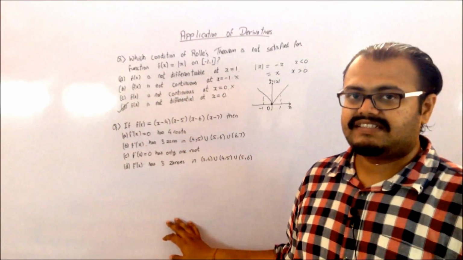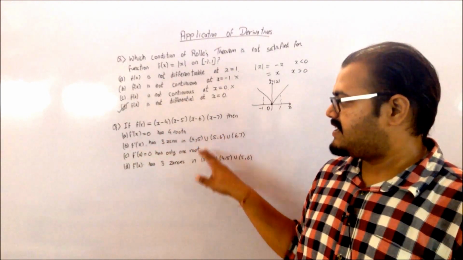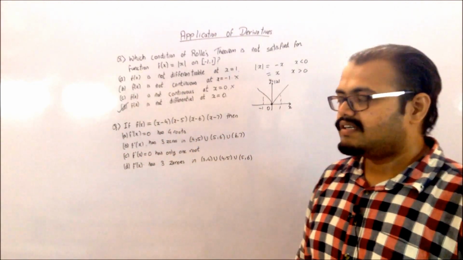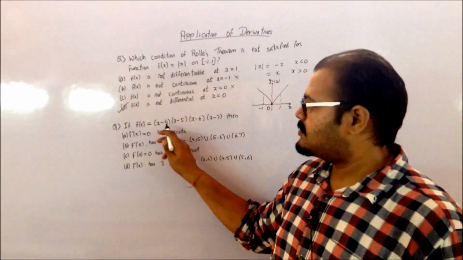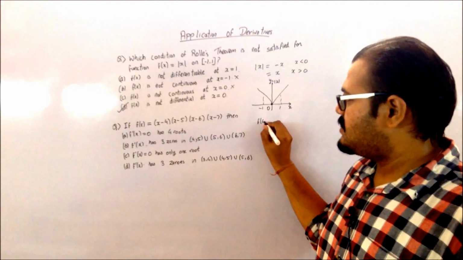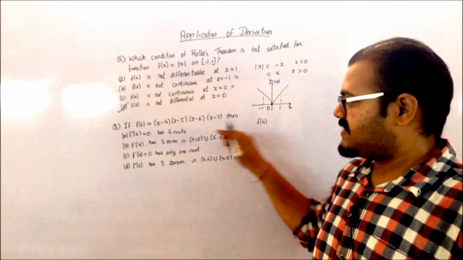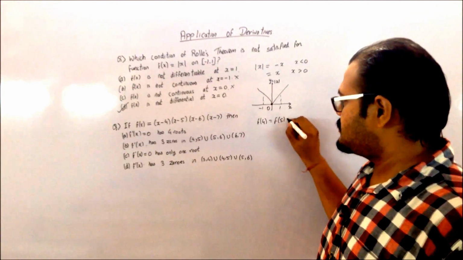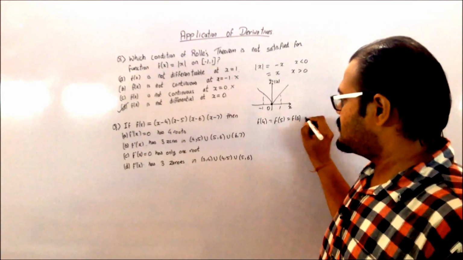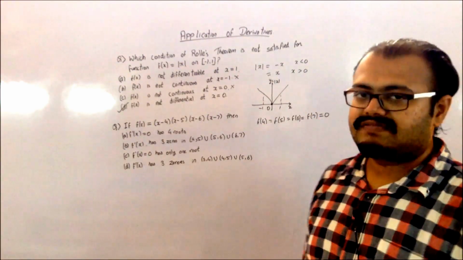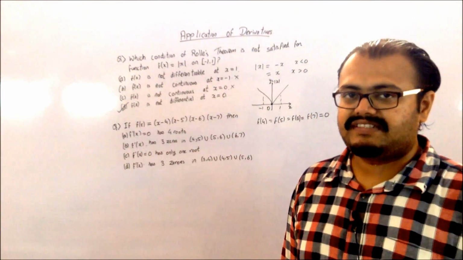In the next question, they have given this f(x) and we have to check which of these conditions is right. Now if I substitute 4 in this, my f(4) will give a value 0. If I substitute 5, it will still be 0. If I substitute 6, it will be 0, and if I substitute 7, all of them will have the value 0.